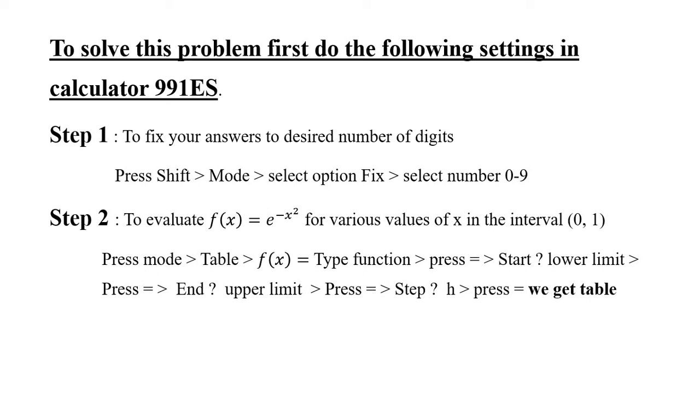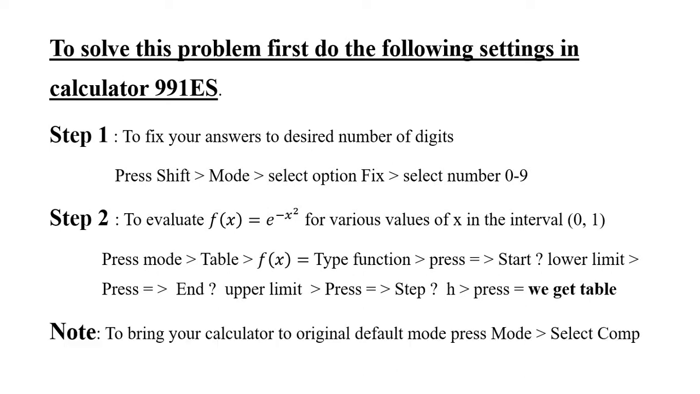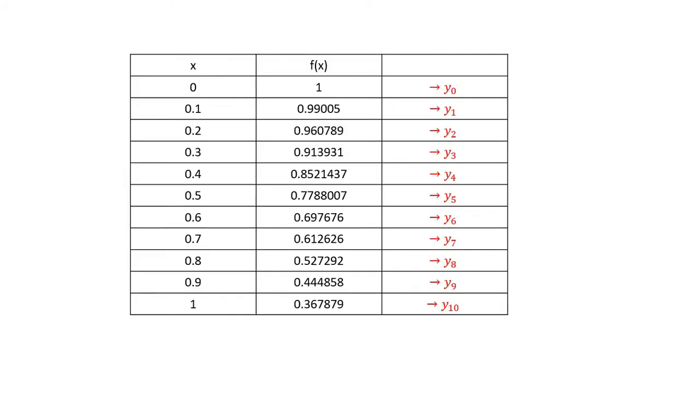Now to bring back your calculator to the normal mode, you can do the following settings. Press mode and then select comp. After writing down the table, you can use these notations. First value will be y0, second value will be y1. Name all these values up to y10.